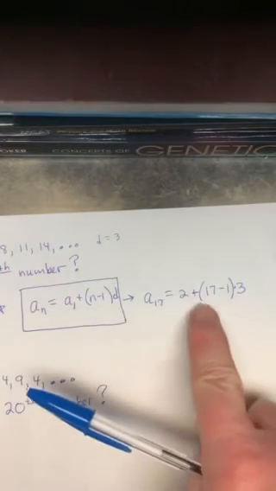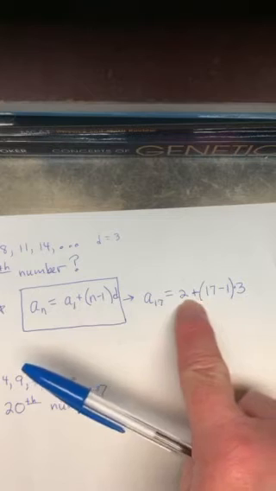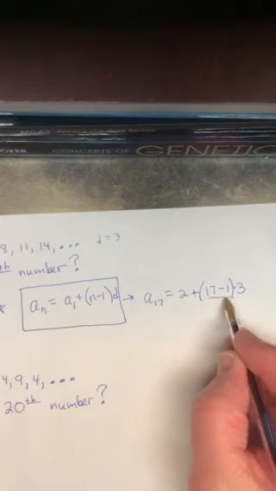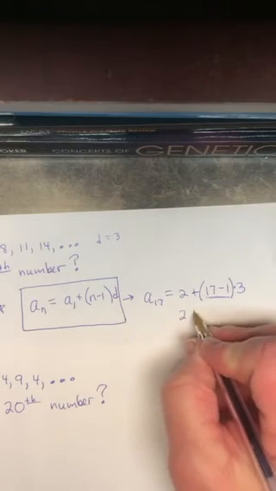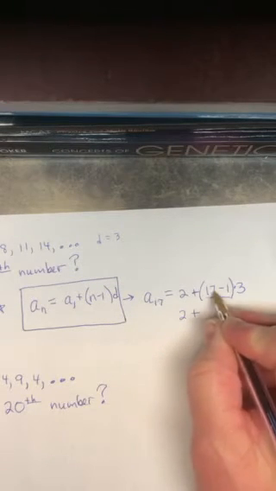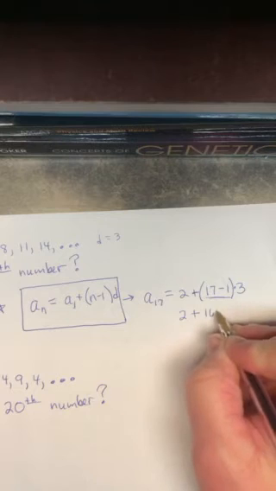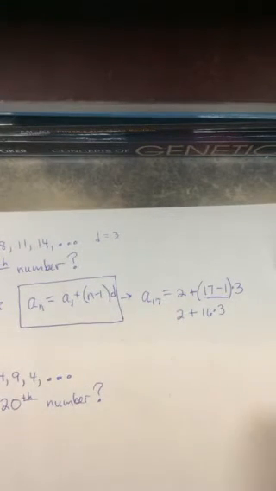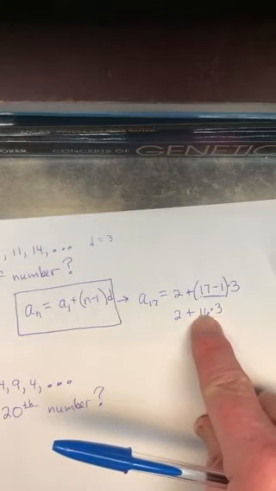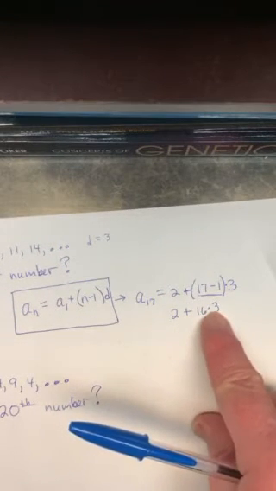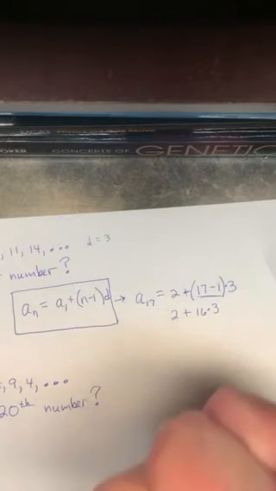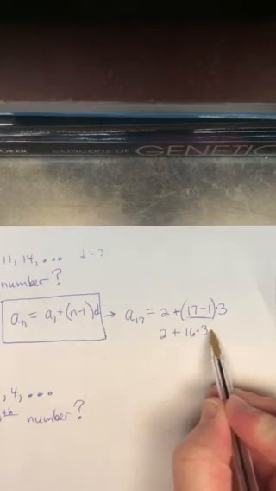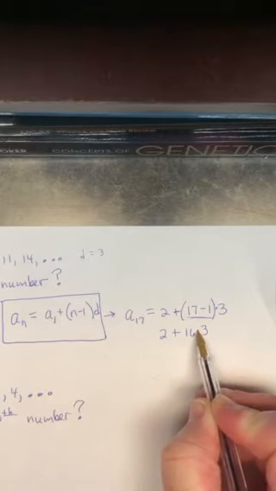And now careful, as long as you follow order of operations, it's simple little math here. Always do what's in parentheses first. So I've got 2 plus, obviously 17 minus 1 is 16 times 3. Okay, listen to me. Don't you dare add 2 plus 16 and get 18 and then times that by 3. What does order of operations say? It says always read the problem from left to right, but multiply before you ever add.